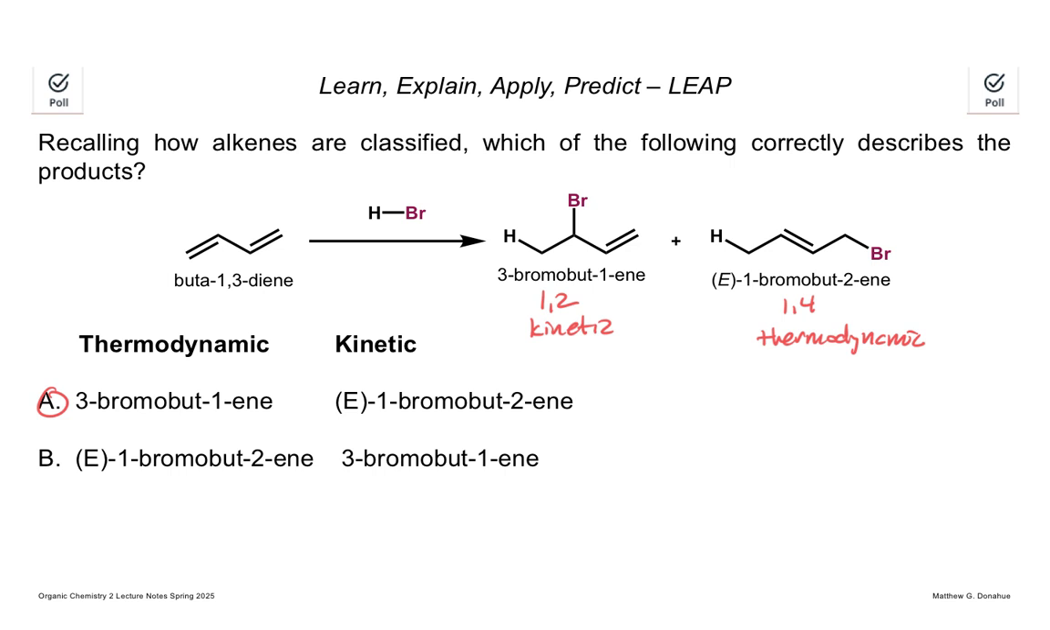And remember what these nomenclature descriptors mean. That's describing the geometrical isomer of the alkene. So E is trans, Z is cis.